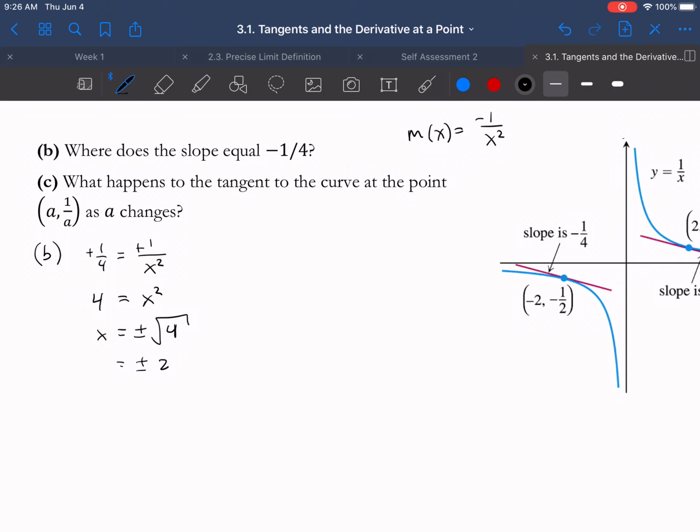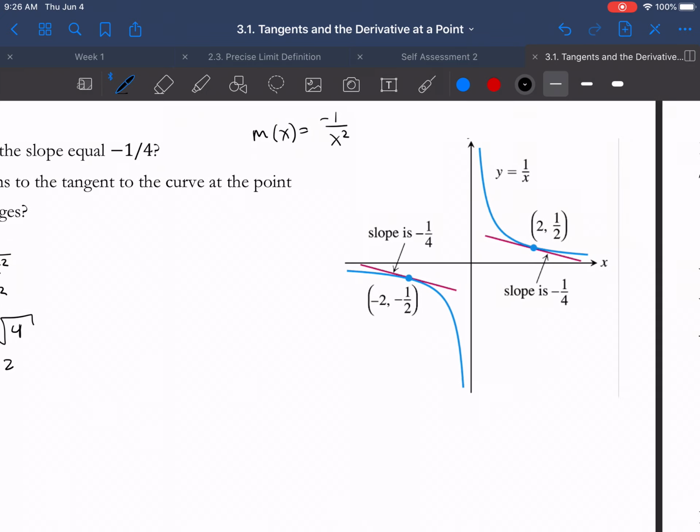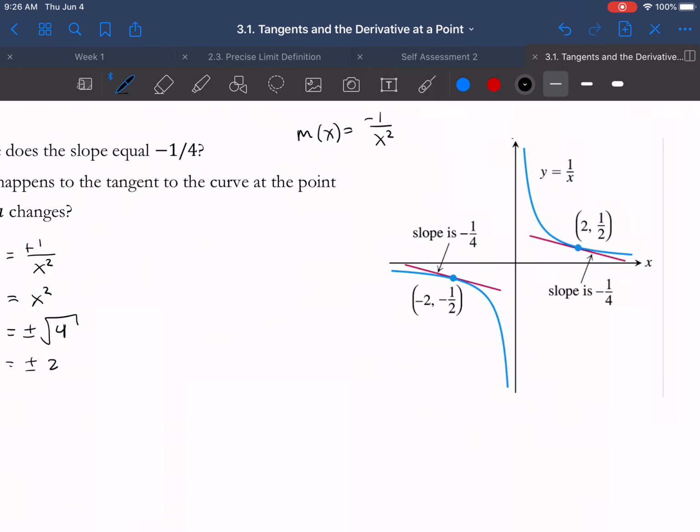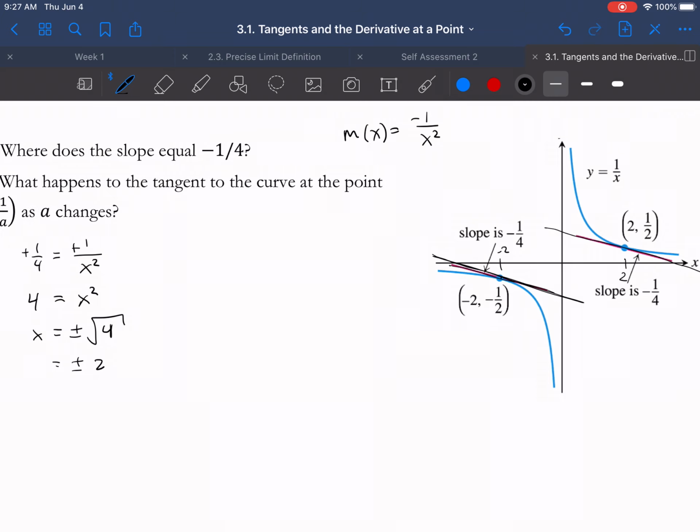Okay? And so if we take a look here, we can see at both places, here is the point, here's negative 2, and we come down, and our slope right here, you see that line right there, is going to have a slope of negative 1/4. And if we go over here to x equals 2, we have that same slope. Notice those two lines, other than the way I drew them, are actually very parallel. Okay? And so there, that's how we were to do it.